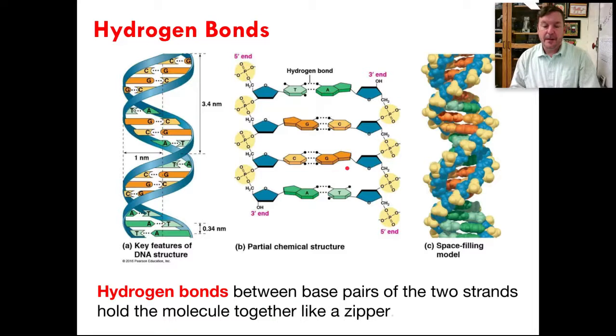These hydrogen bonds hold the molecule together like a zipper. They're not individually strong, but when you have literally millions of them together, they can become relatively strong, and they're good at holding the DNA together. You can see here the distance between the spirals of the DNA. This would be the major groove, the large outside edge of the spiral, and this is the minor groove over here. You can see that the major groove is about 3.4 nanometers across, and that's not very far, obviously.